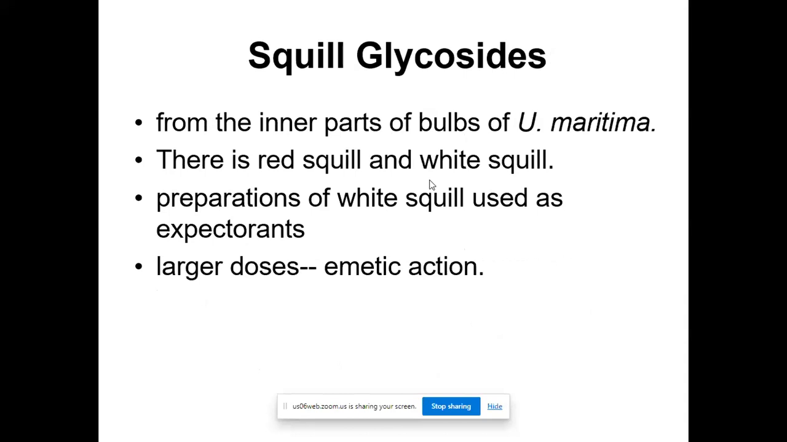For the squill glycosides, these are available in the red and then there's the white squill. The white squill is mainly used as an expectorant, and as I said, in large doses, it has emetic activity. Next slide.